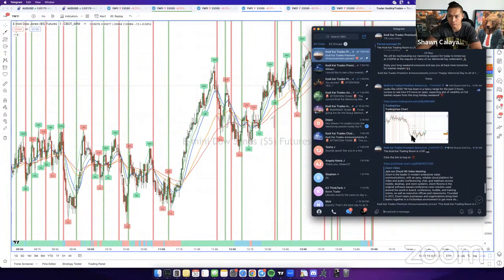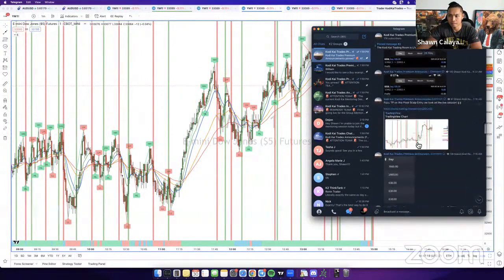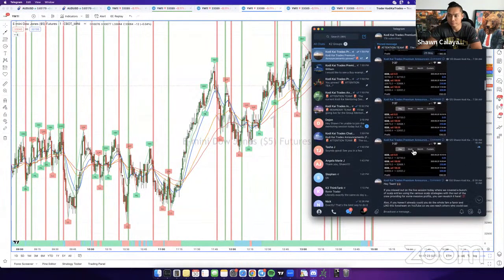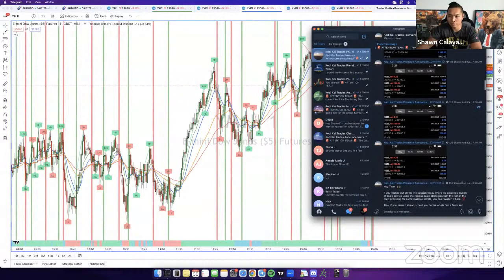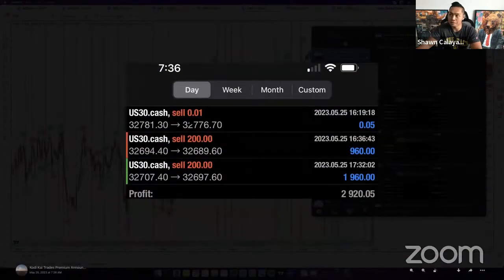Let me see, I took one trade here and it was a small lot size. It was on the 25th. So on the 25th last week, you can see my first trade here. It was at 0.01 because I had to reinstall MT4 and I couldn't set my lot size.